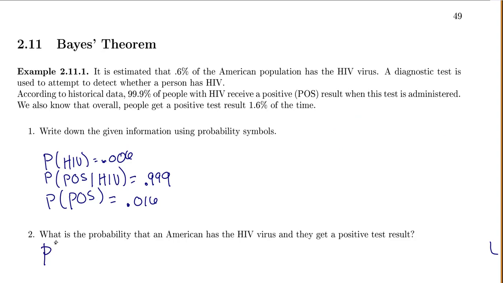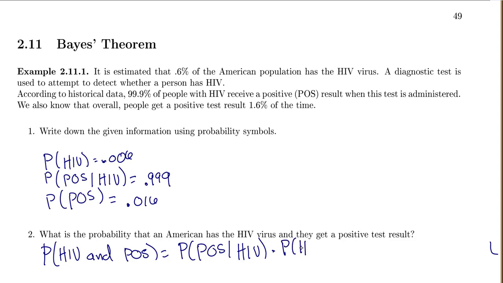Okay, so it's asking for the probability of HIV and positive. Okay, that's not one of the things we saw up above. So if you want to find the probability of an and, we have to use the general multiplication rule. So find any conditional probability you have. So let's do probability of positive given HIV. Now you have to make sure you multiply it by the right one. So given HIV means that we have to multiply it by probability of HIV, because you always multiply by the second part here.